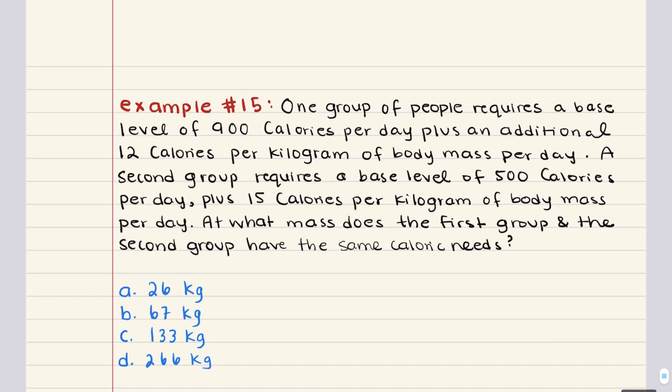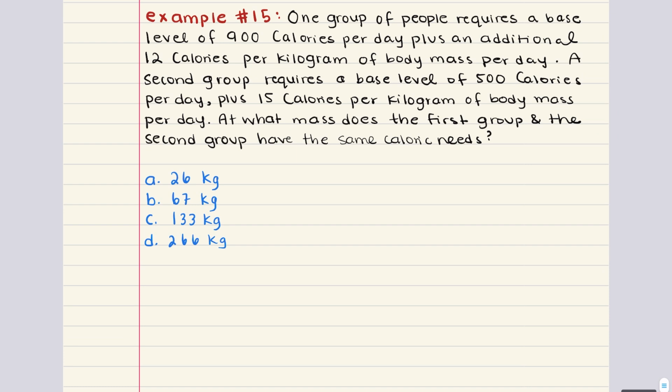Now we can move into our last and final problem. Problem 15 says, one group of people requires a base level of 900 calories per day plus an additional 12 calories per kilogram of body mass per day. A second group requires a base level of 500 calories per day plus 15 calories per kilogram of body mass per day. At what mass does the first group and the second group have the same caloric needs?